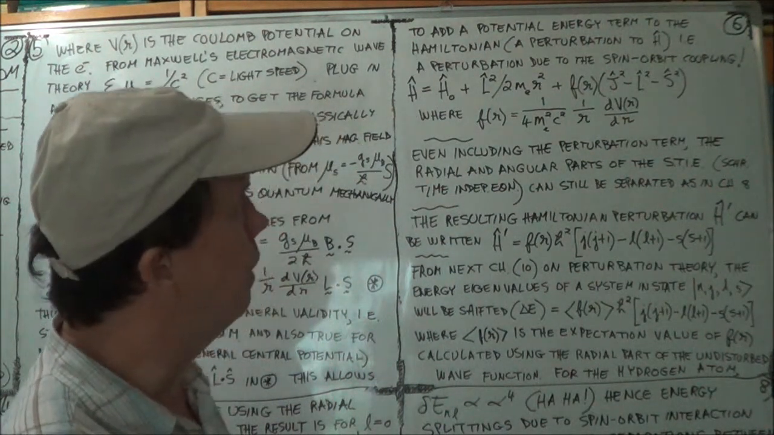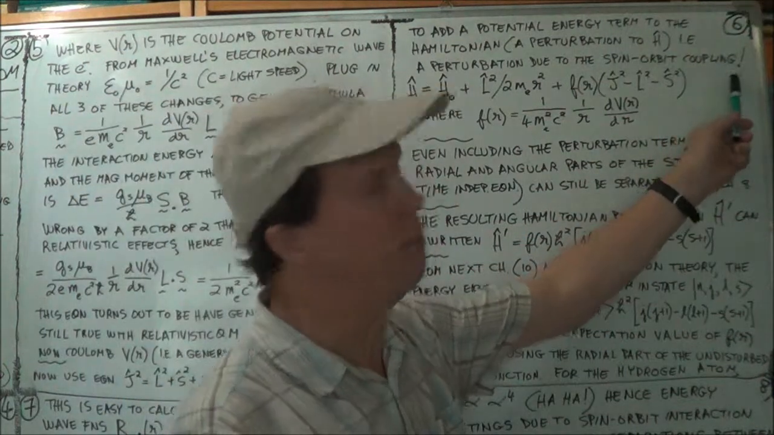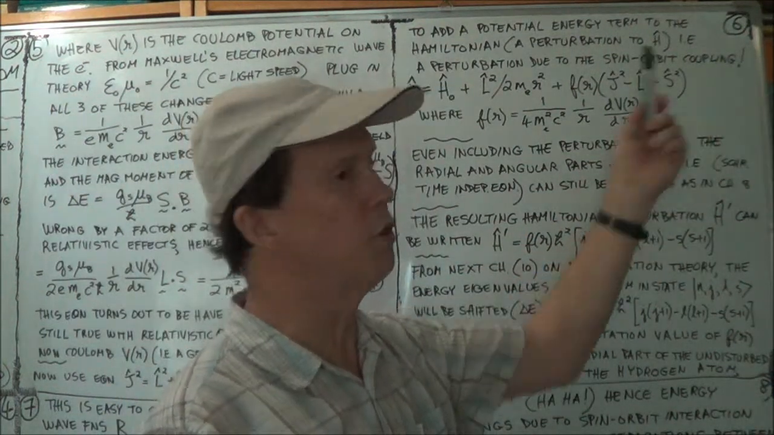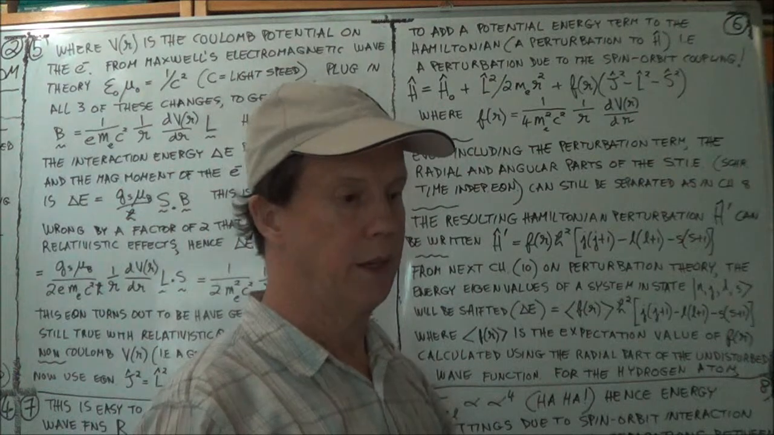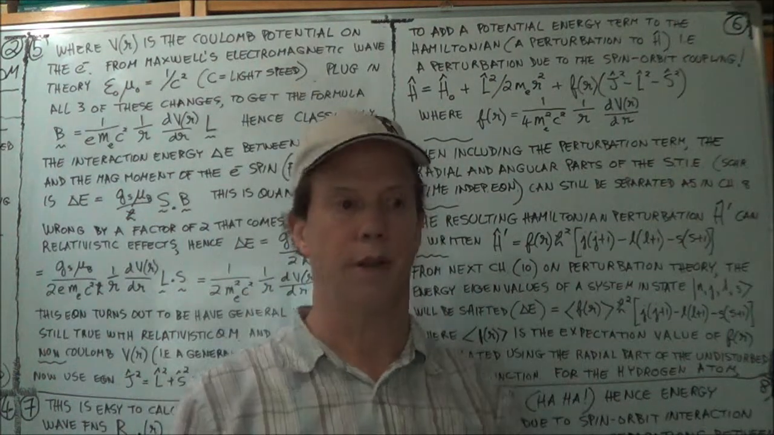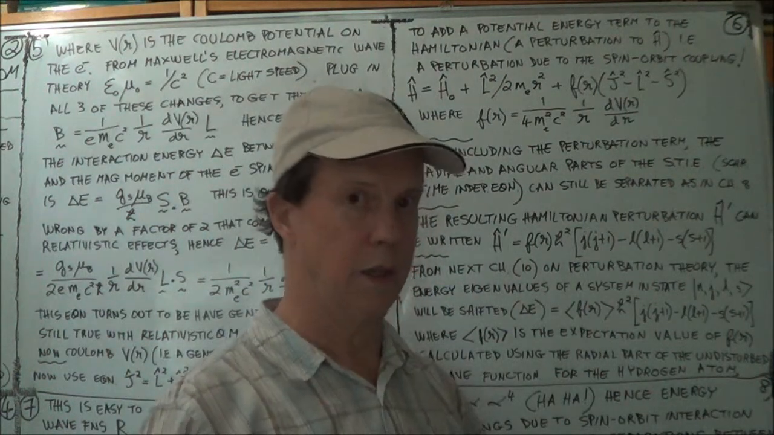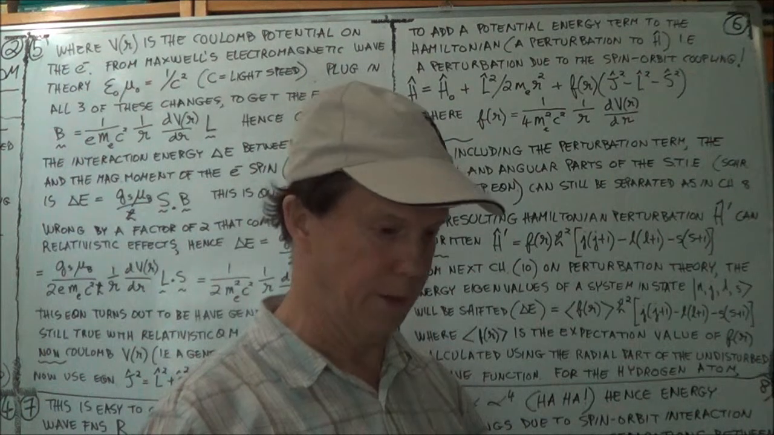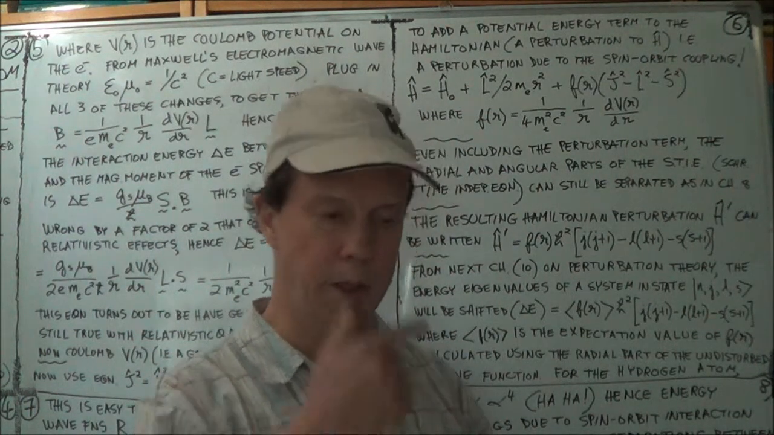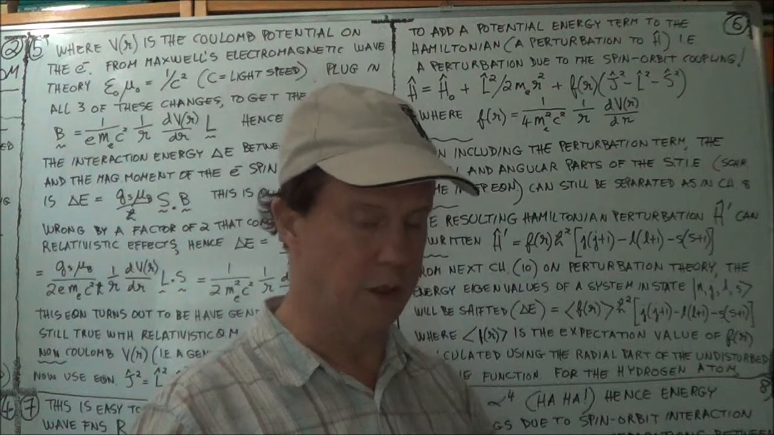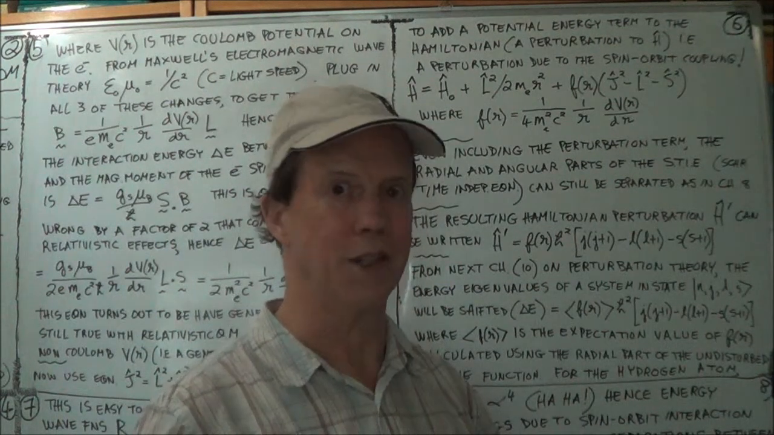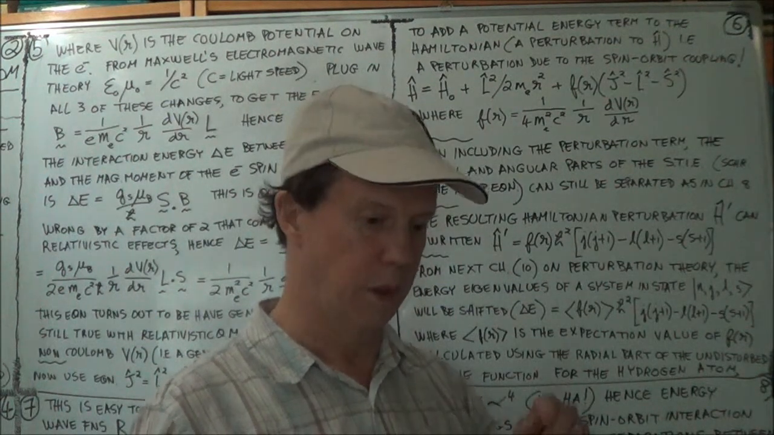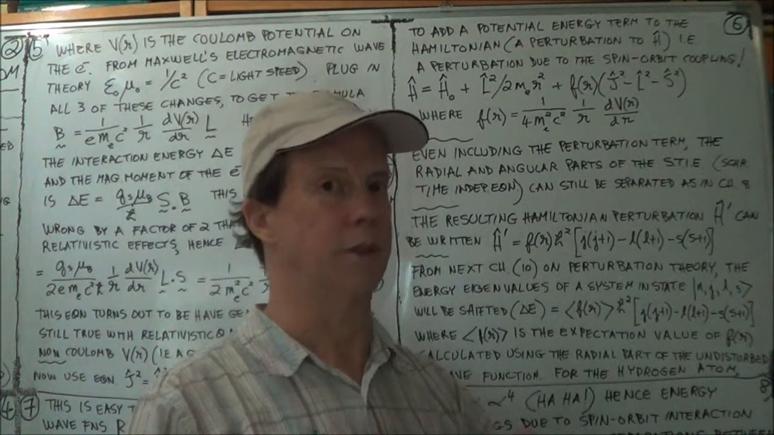Now, we could keep going. We could keep adding more terms to the Hamiltonian due to other effects. For example, as mentioned earlier, for heavy nuclei, the electrons are moving really fast, and then you cannot ignore the electron-electron interaction, because the effect's too large, stuff like that.